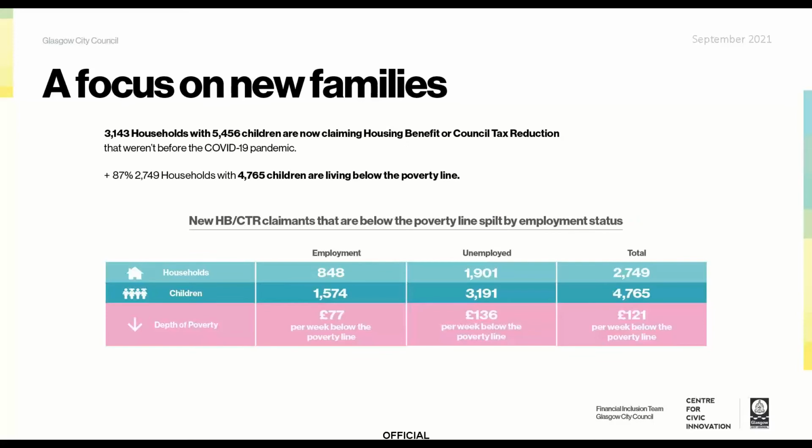Focus on new families. When I'd mentioned earlier that although the numbers are relatively the same, we've got about 3,143 families with almost 5,500 children that are new. So they weren't on the report before and they'd not claimed before. And what was really startling about these 3,143 families is that we could immediately see that despite being new to claiming assistance for council tax reduction, they're right below that poverty threshold. In fact, 87% of them were below the poverty threshold.